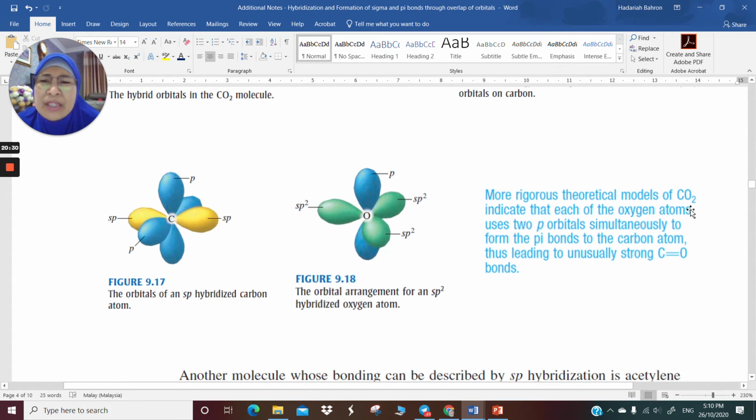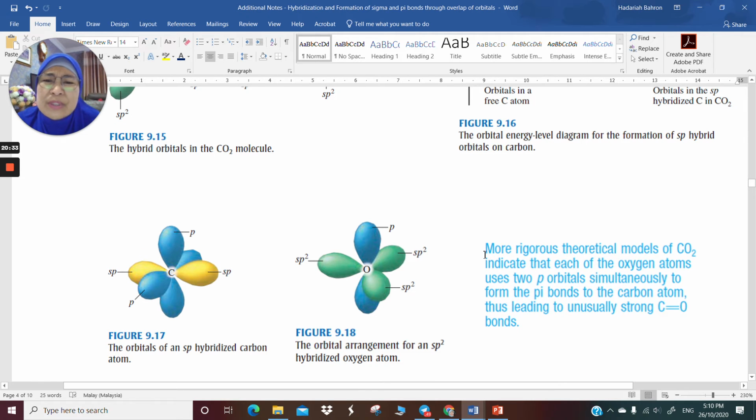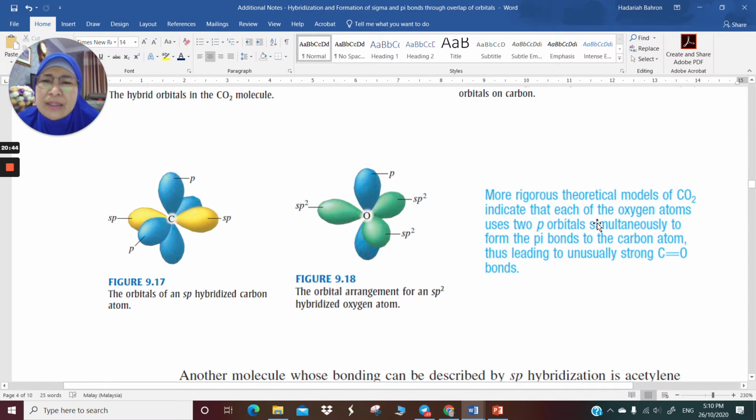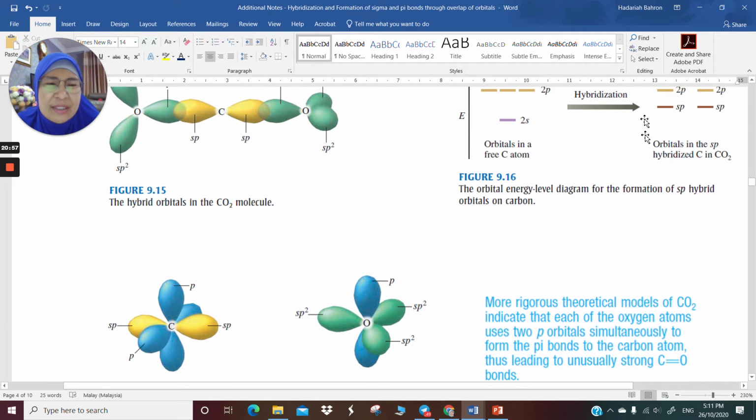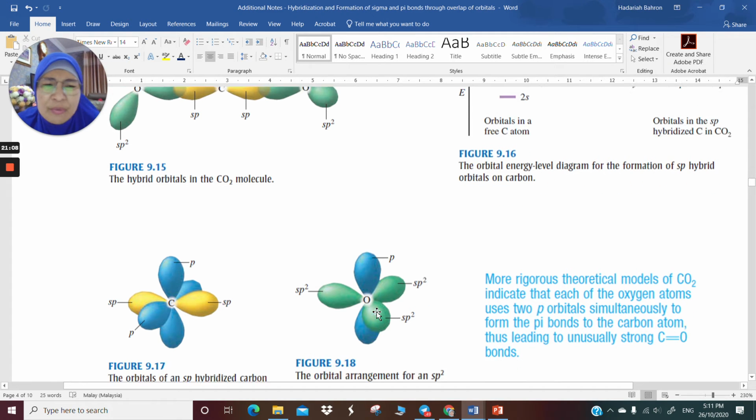I'm jumping ahead of myself here. I'm just going to still stick to carbon dioxide here. Yep, carbon dioxide. You have carbon, sp hybridized, and then the two unhybridized p orbitals, the ones that I mentioned here. Yep, these two unhybridized, there they are. And this is the sp2 with the pz unhybridized. I hope you are following this.